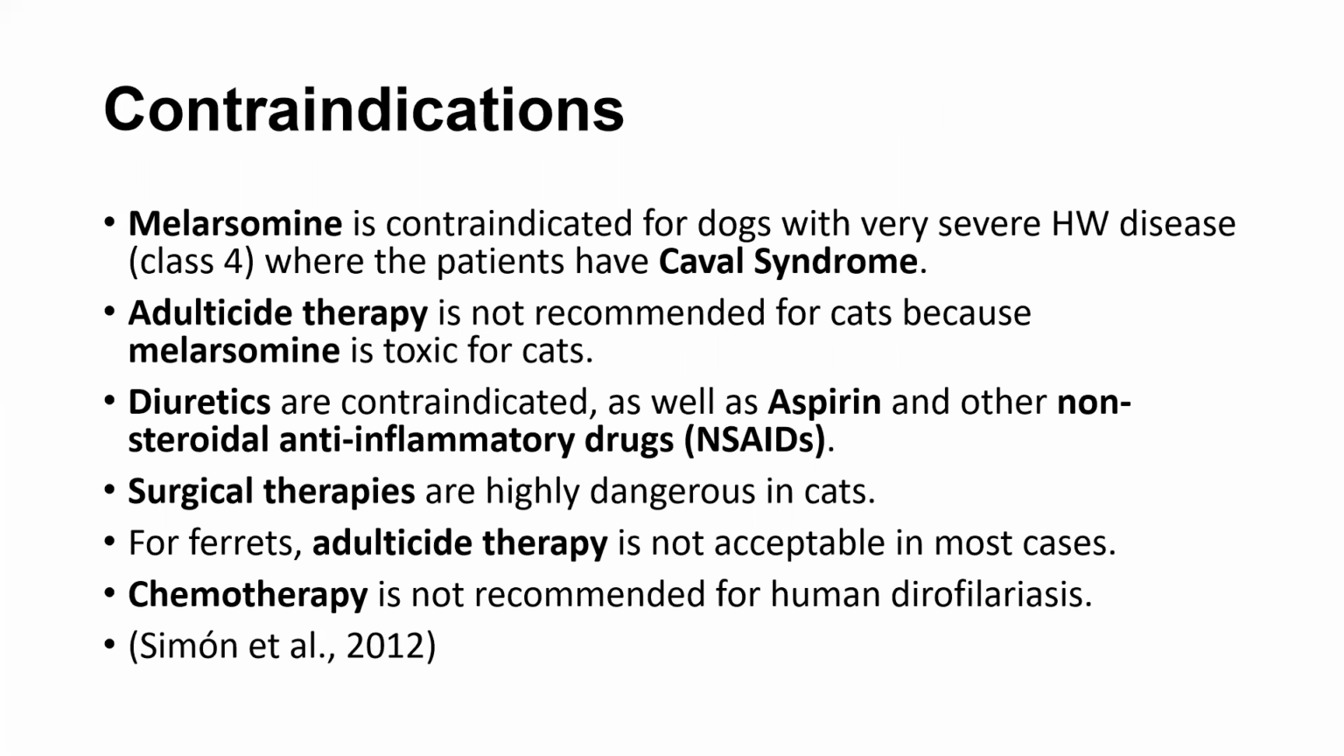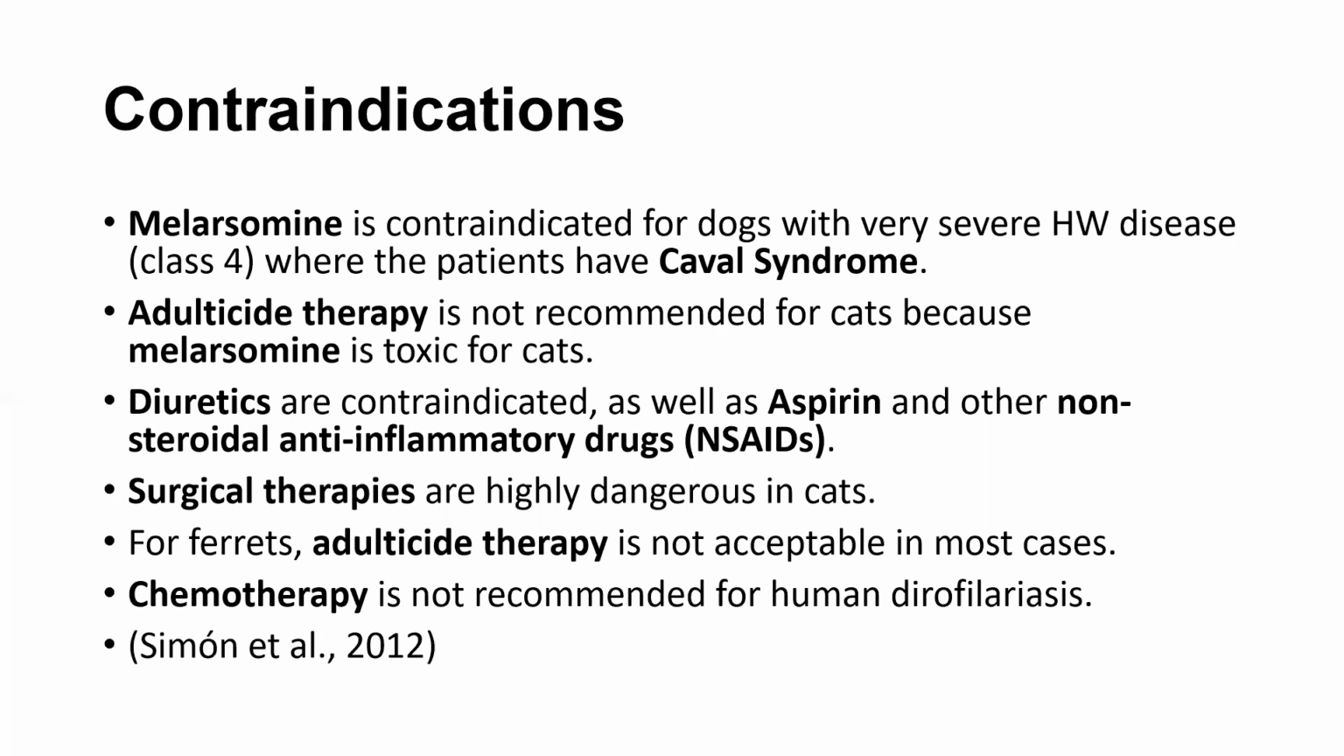Then we talk about the contraindications when treating dirofilariasis in different animals. First, we see that melarsomine is contraindicated in dogs with class 4, very severe heartworm disease, as the drug may cause simultaneous death of the worms, which may lead to an elevated risk of pulmonary thromboembolism and potential anaphylactic-like reactions.